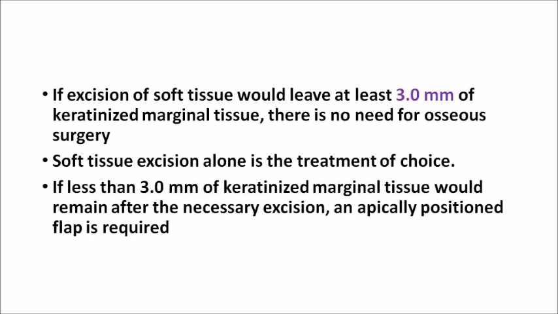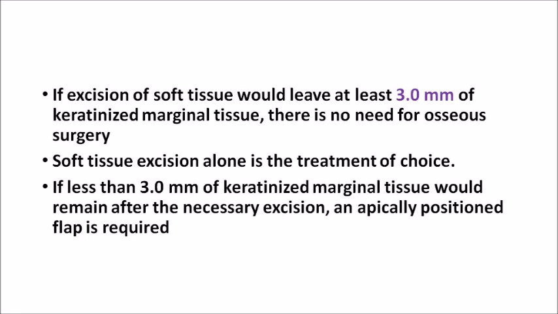So the one thing that we should take care of when we are doing gingivectomy is, if after excision of the soft tissue there is 3 mm of keratinized marginal tissue remaining, then there is no need for osseous surgery because to maintain health we need at least 3 mm of keratinized marginal tissue. So soft tissue excision alone will be the treatment of choice. But after excision, if there is less than 3 mm of keratinized tissue remaining, then we have to do an apically positioned flap also. So we have to keep in mind something.